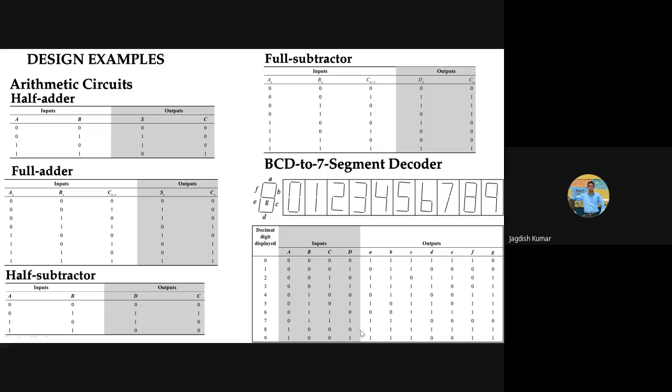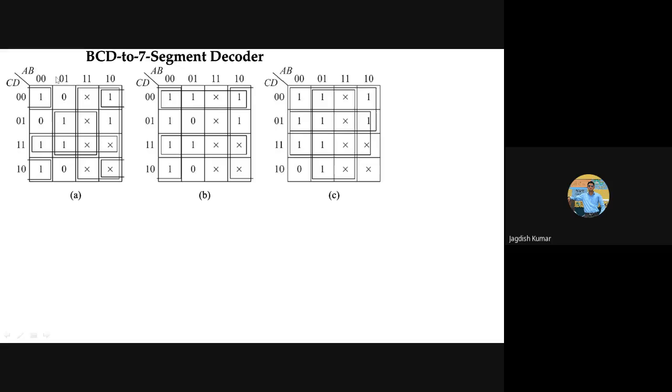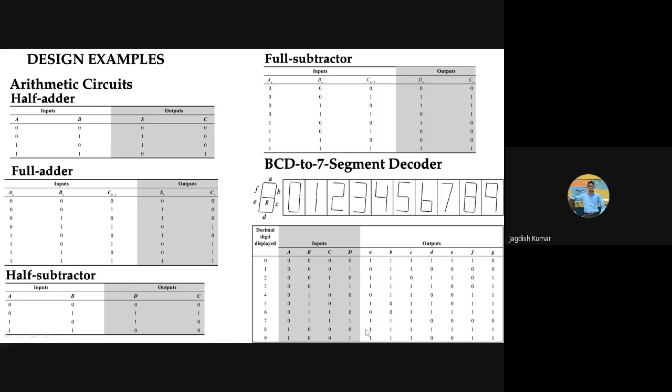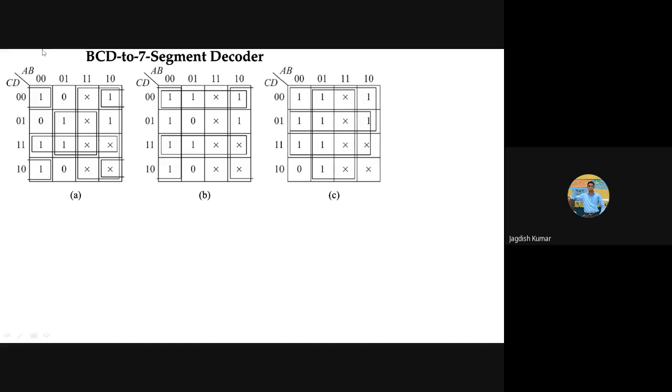Then 1, 0, 0. Then you can come here. 1, 0, 0 means 1, 0, 0, 0. There is a 1 corresponding to that. I hope you can follow from here, right? Then 1, 0, 0, 1. So you can see here 1, 0, 0, 1. There is a 1 here.